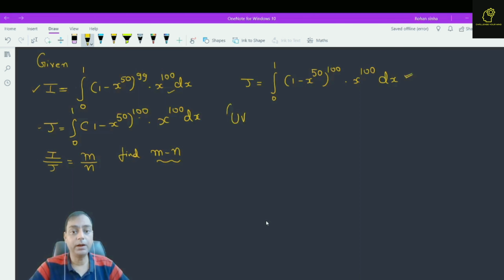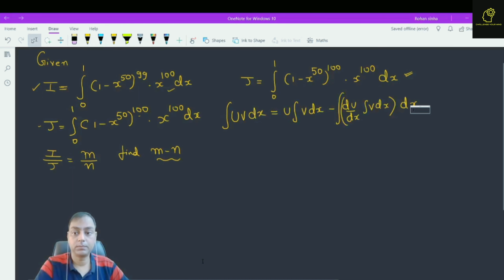What we know is that the integral of u v dx is what? This is the concept of integration by parts. The integral of u v dx is equal to u into the integral of v dx minus the integral of du by dx into the integral of v dx, dx. Now taking this function as u and this function as v, using the concept of integration by parts here, this is our first function and this is the second function.